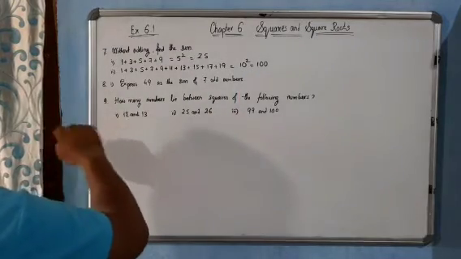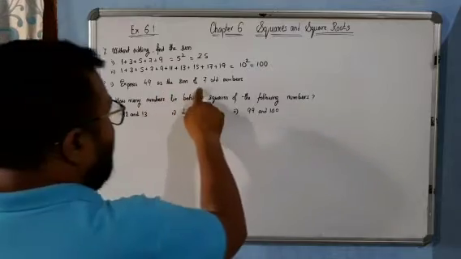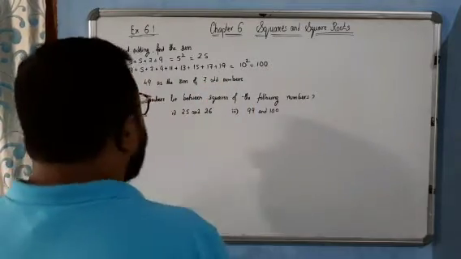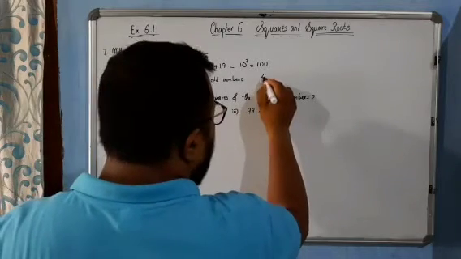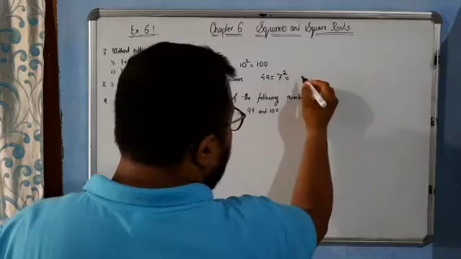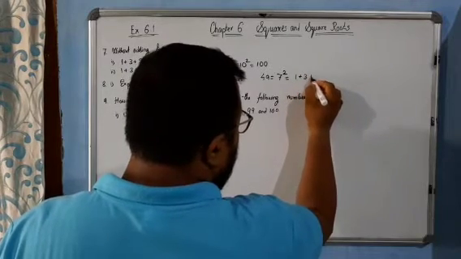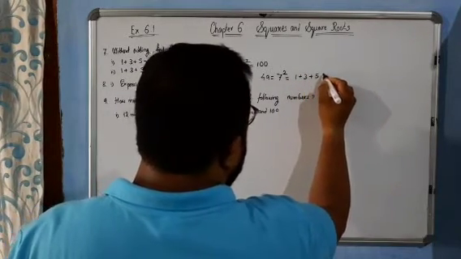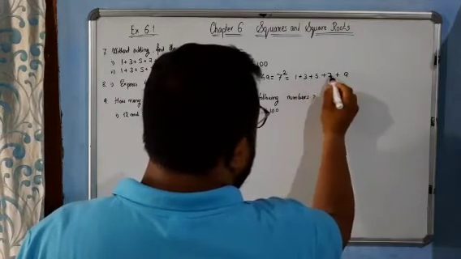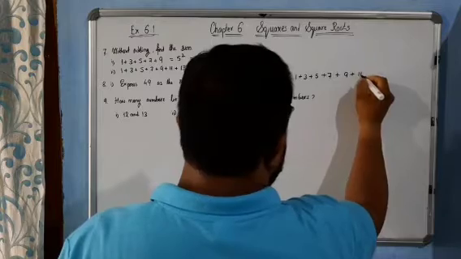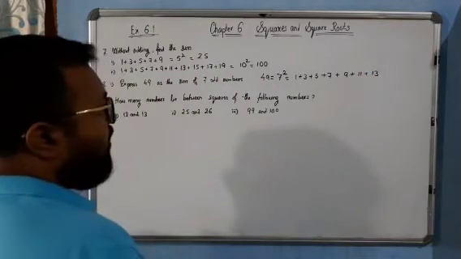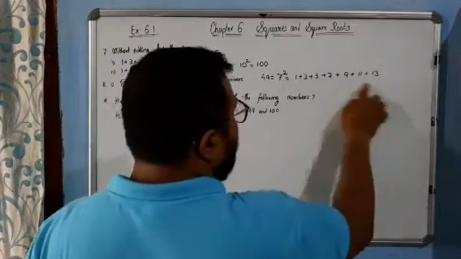Now come to question number 8. Express 49 as the sum of 7 odd numbers. 49 means 7 odd numbers: 1 plus 3 plus 5 plus 7 plus 9, 1, 2, 3, 4, 5, plus 11, that is 6, plus 13. So if you add all these numbers, you will get 49.